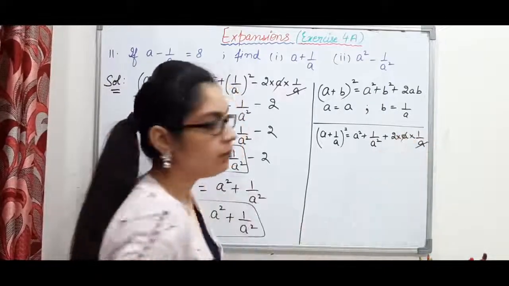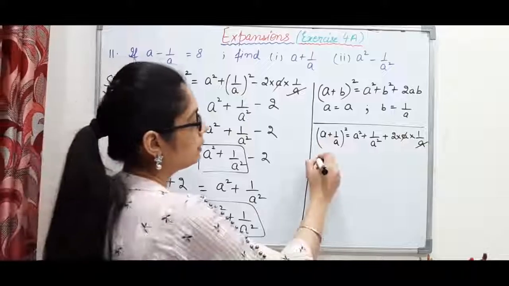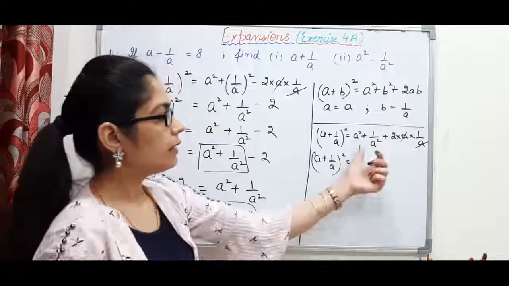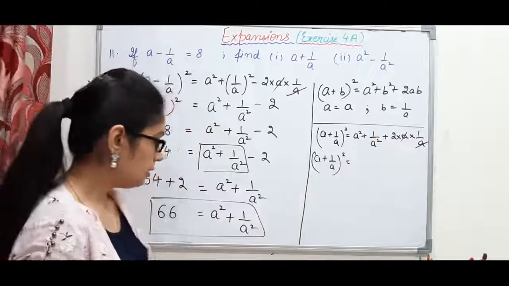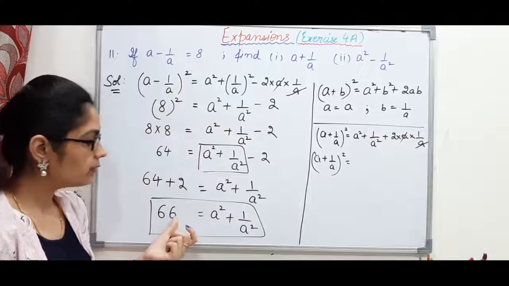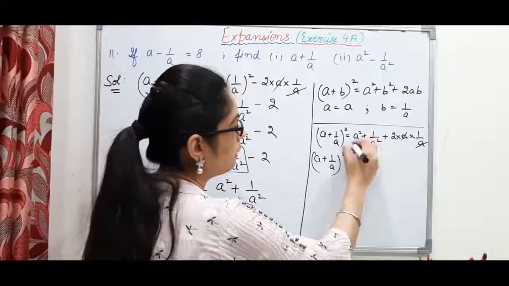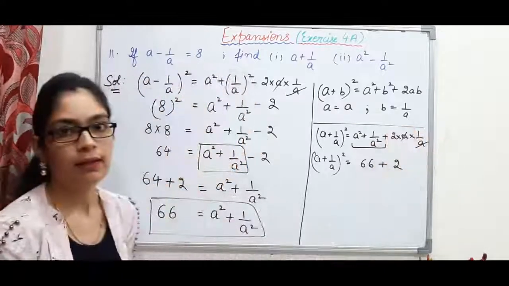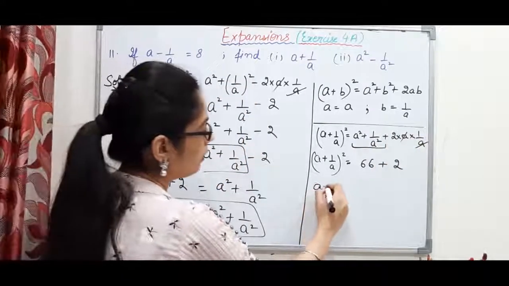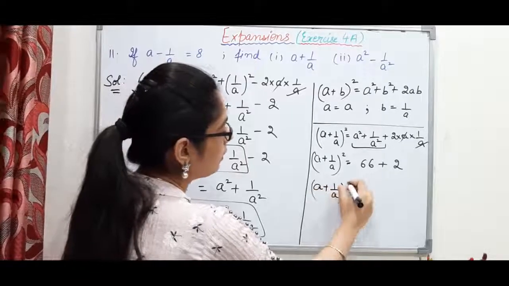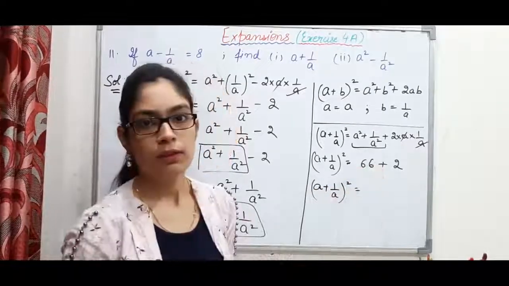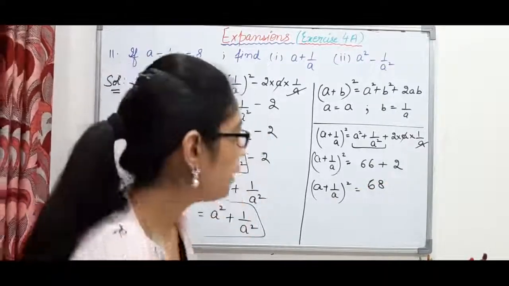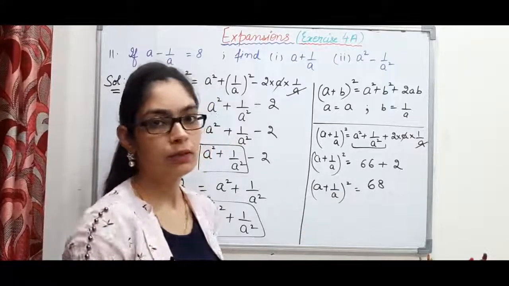This a and this a will get cancelled. So a plus 1 by a whole square, as it is I will write. Now a square plus 1 by a square, its value is 66. So in place of this I will write 66 plus 2, because 2 into 1 is 2. So a plus 1 by a whole square is equal to 66 plus 2, which is 68. But we only need the value of a plus 1 by a, and here the square is also there.